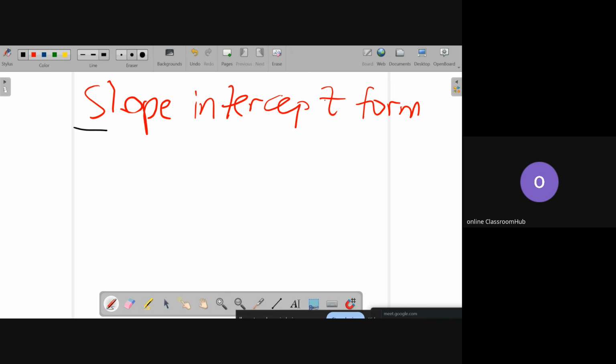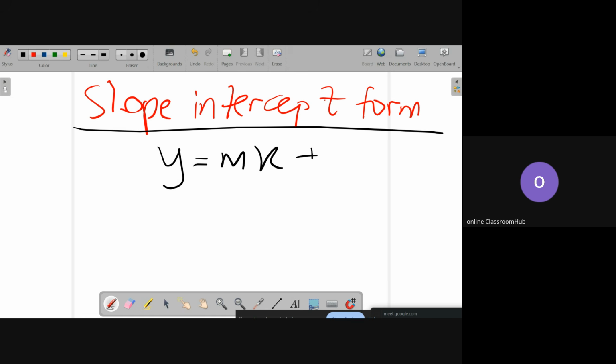Slope-intercept form. And what is the slope-intercept form? It is in the form y is equal to mx plus c. This is what we call slope-intercept form. Now, we are going to consider the m and also the c.